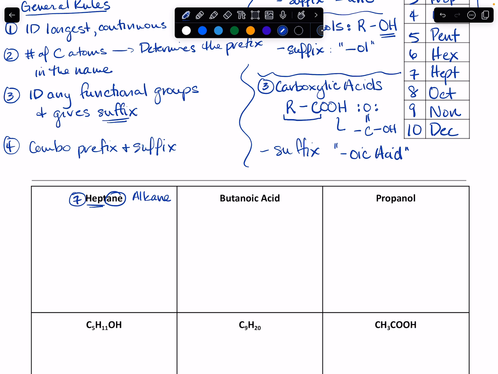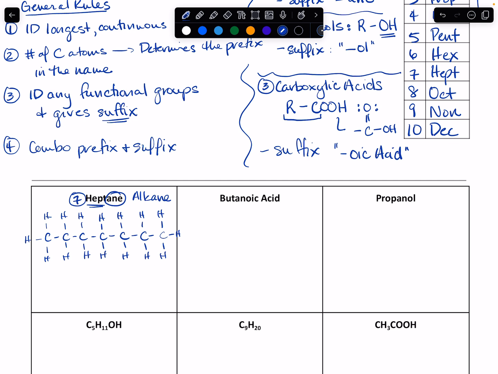It wants 4 bonds. So if you were to draw out a structure of heptane, you would draw 7 carbons, 1, 2, 3, 4, 5, 6, 7, and then you would have to fill in the hydrogens. These 3 bonds would be our hydrogens, these 2 would be hydrogens, these 2 would be hydrogens. You can see where I'm going with this. And then we would end with 3 hydrogens on this end one. If you look, each carbon in this chain has 4 bonds. That is what an alkane looks like.